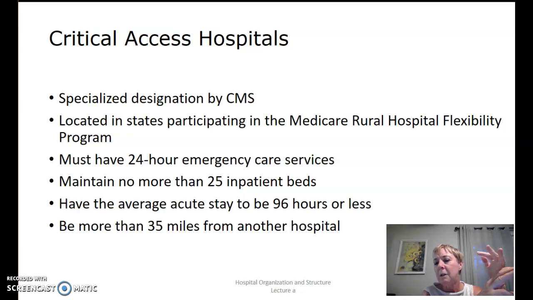And the average acute care stay, the average stay of a serious illness, has to be about 96 hours or less. So if you took all their patients in acute care stay over a year, that average length of stay has to be less than 96 hours. And they have to be located more than 35 miles from another hospital. If they meet that, then they can be a critical access hospital.